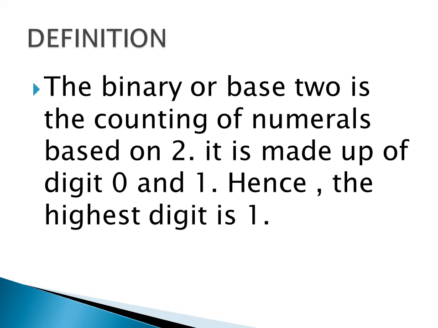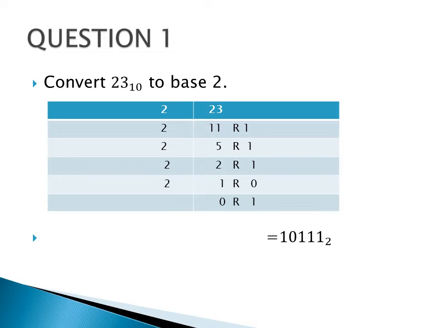Binary or base 2 is counting of numerals based on 2. It is made up of 0 and 1. Hence, the highest digit is 1. So, which means that when you're solving binary questions, your answer must not exceed 1. Okay, so your answer will be between 0 and 1. Now to convert, we have questions to solve.